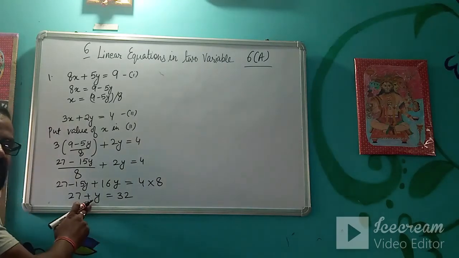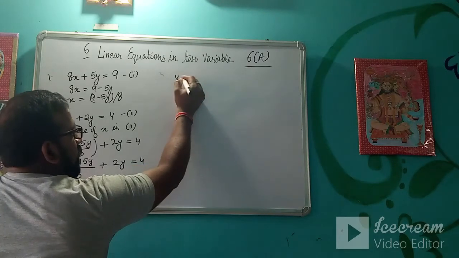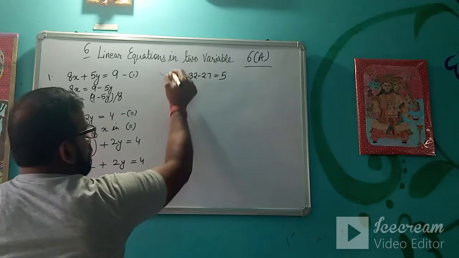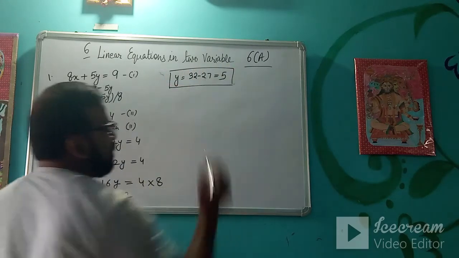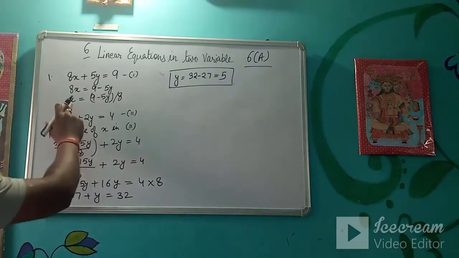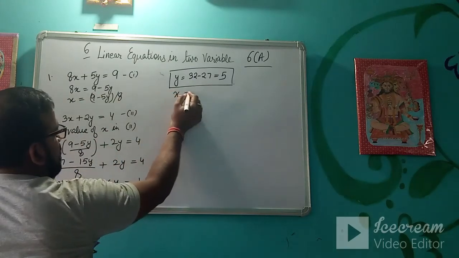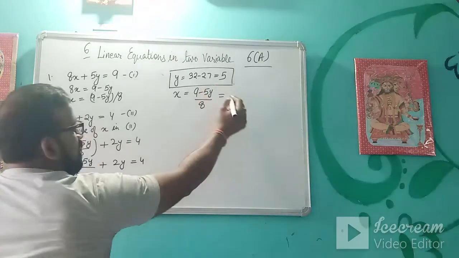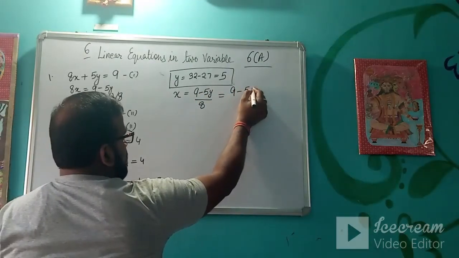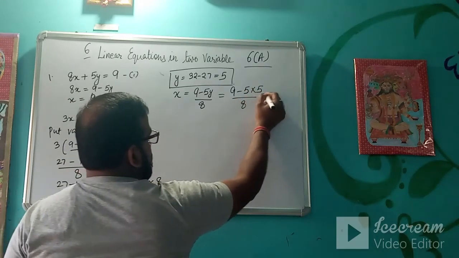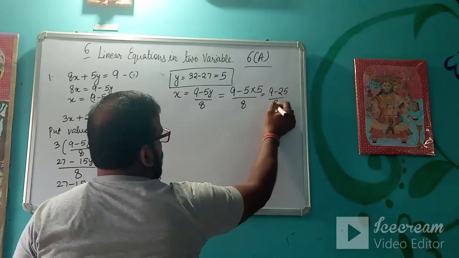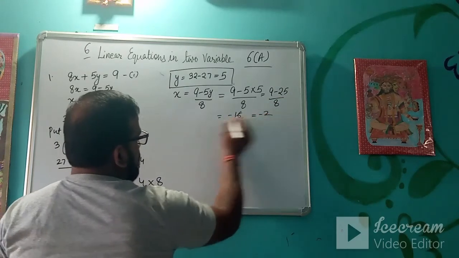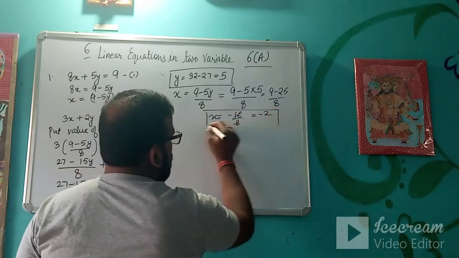Now this is a linear equation in one variable. So what is y here? y will be 32 minus 27, that is 5. So this is our first value, 5. Now in order to find the value of x, I will pick x is equal to 9 minus 5y upon 8. Now y is 5, so 9 minus 25 upon 8. So I will get minus 16 upon 8. So x will be minus 2.